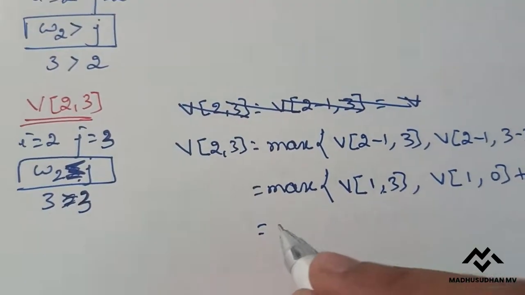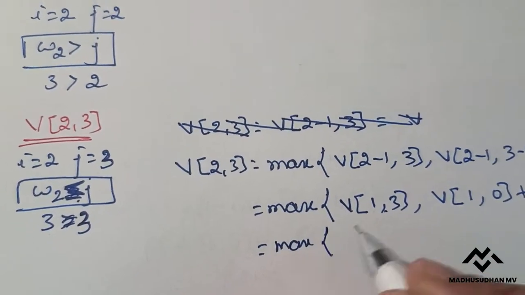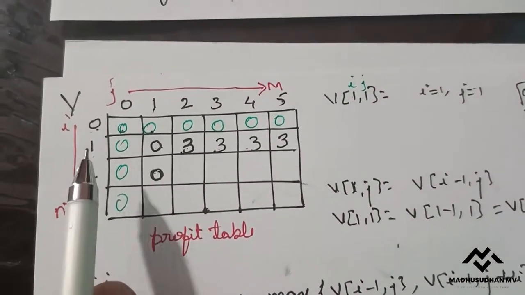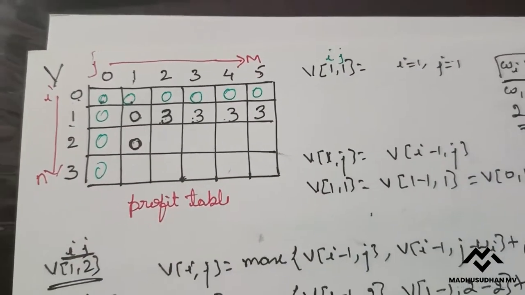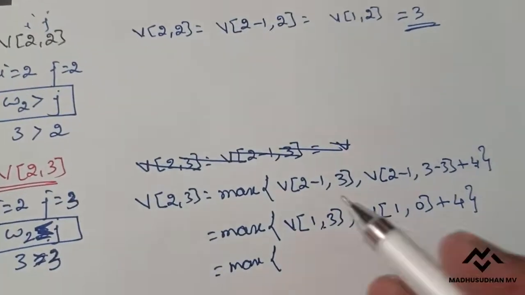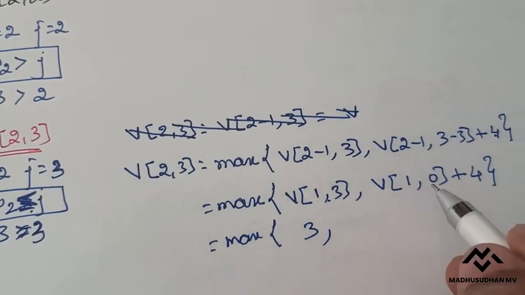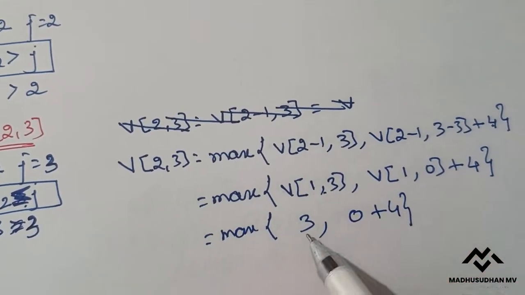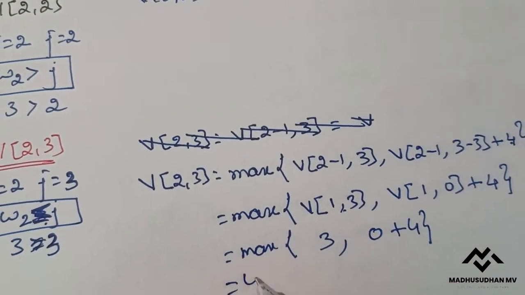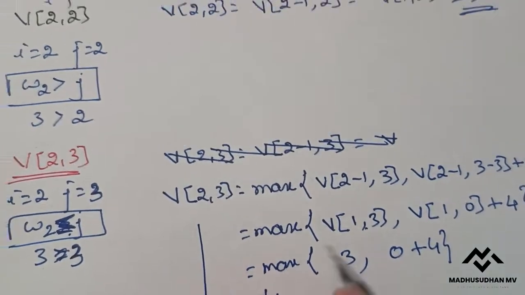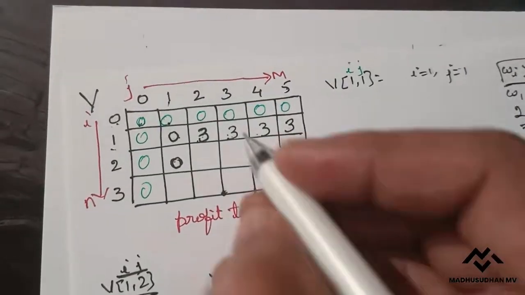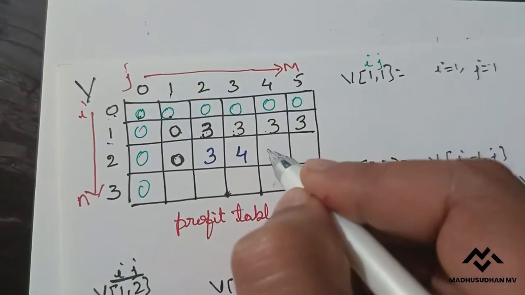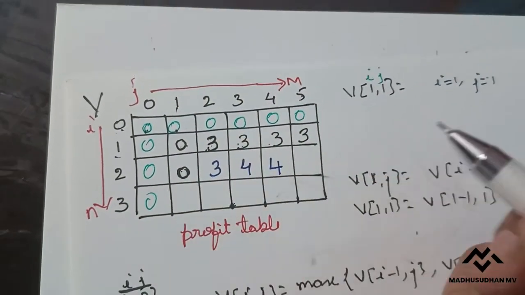So this is nothing but the maximum of V of 1 comma 3, which we already calculated. V of 1 comma 3 is 3, and V of 1 comma 0 is 0, plus 4. So between 3 and 4, the maximum is 4. So V of 2 comma 3 is 4, and we update V of 2 comma 3 as 4. Here I had got only 3. Similarly, if you solve this one, this also will get 4.